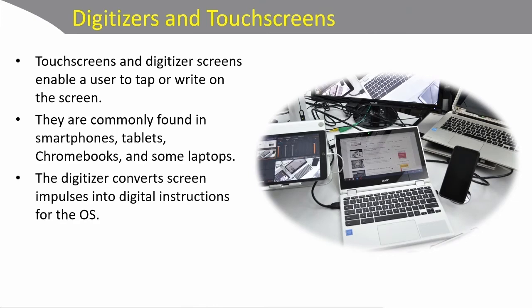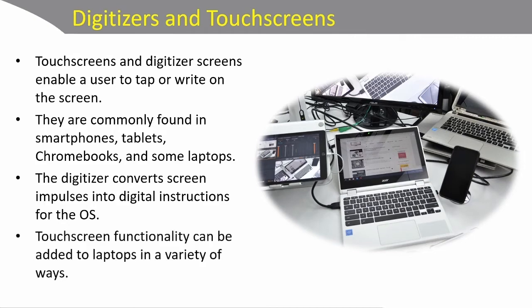More accurately, the digitizer is a device that converts tapped or written impulses on the screen, those analog impulses that we tap on there, and it converts those into instructions that are digital for the operating system to follow. It's often an overlay for an LCD screen, but that will depend on the device. The better the resolution and the better the digitizer, the better the overall experience will be for the user.